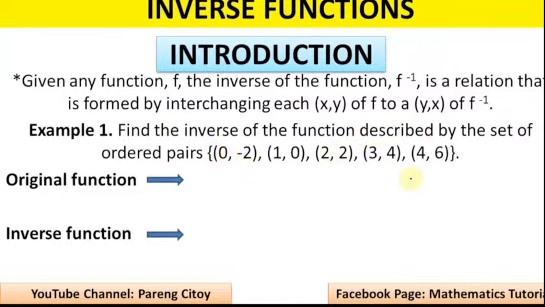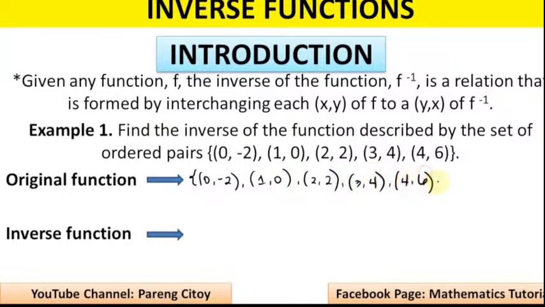So our original ordered pairs are 0 and negative 2, positive 1 and 0, 2 and 2, 3 and 4, and 4 and 6. That is the original function. So we will find the inverse of that given function.